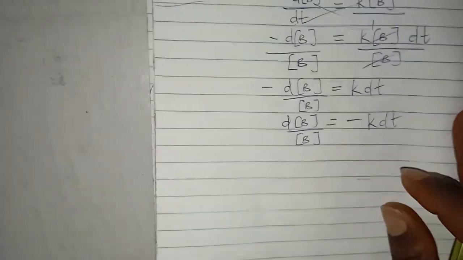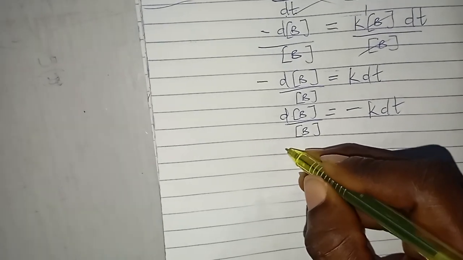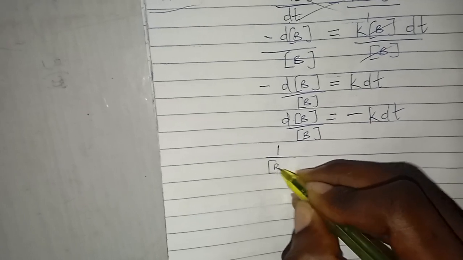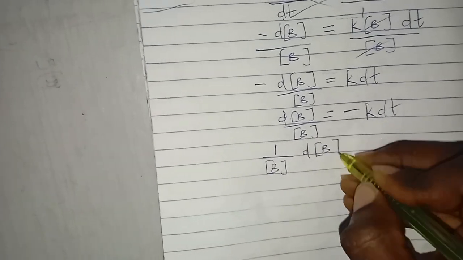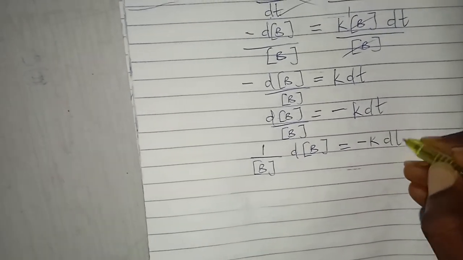At this junction, we now have K change in t on the right hand side, and on the left hand side we have the change in concentration of B all over the concentration of B. We need to make this the subject of the formula, so we divide both sides by minus 1. This will cancel, and here it will get stuck. So we have minus K delta t equals the change in concentration of B all over the concentration of B. This is the same as saying 1 over the concentration of B, with respect to B, equals minus K change in t.